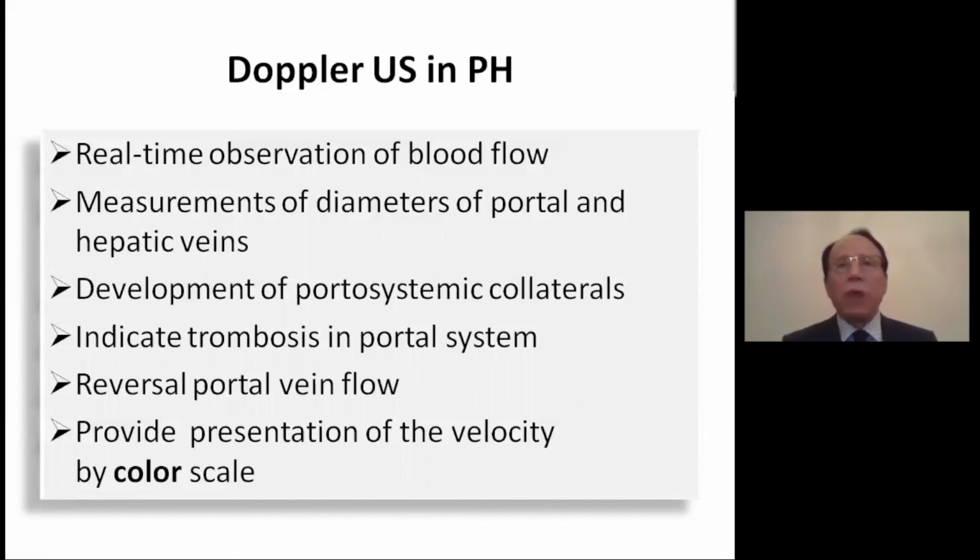Portal hemodynamics are predictive markers of outcomes in cirrhosis. Lower velocity, less than 12.8 centimeters per second in the portal vein trunk, in compensated cirrhosis predicts decompensation, and reverse portal flow in cirrhosis demonstrates poor prognosis. Also, it provides presentation of the velocity by color scale, but the effects of Doppler ultrasound to predict the severity of portal hypertension may still be debated due to the lack of definitive parameters.